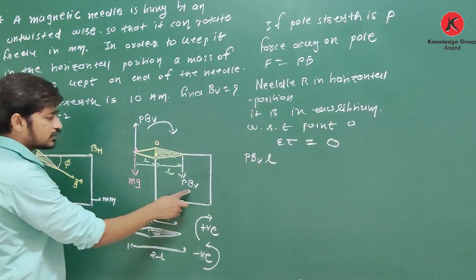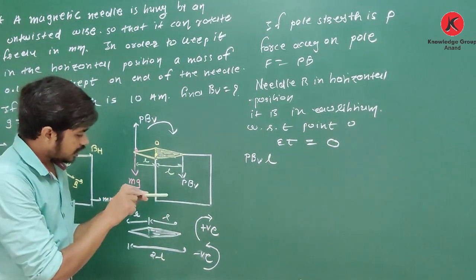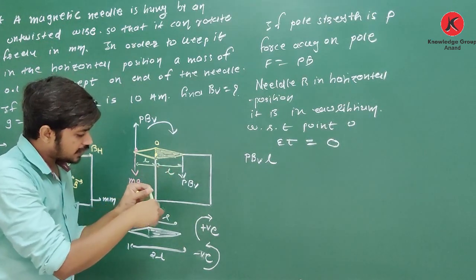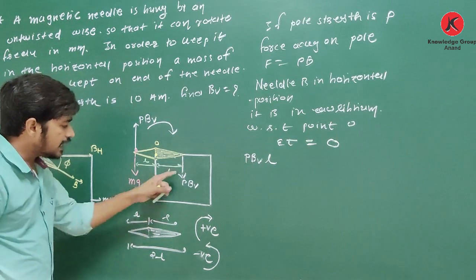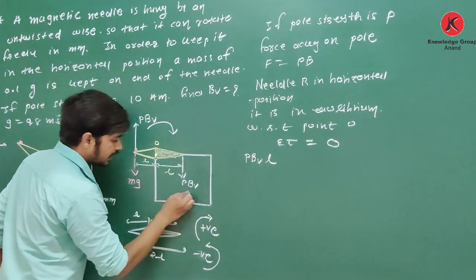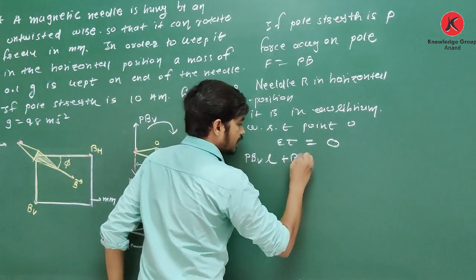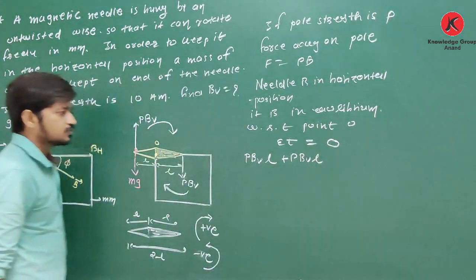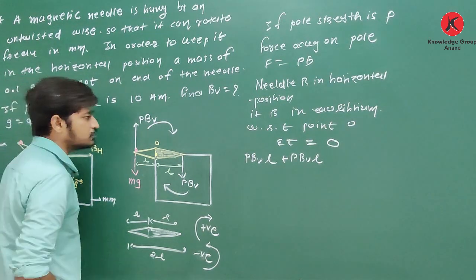Now the second one, PBv. Here it is center O. PBv is acting in the downward direction, so again it is in the clockwise direction. So it is also positive. It is PBv into L. Clear about this? Now the last one, that is mg.